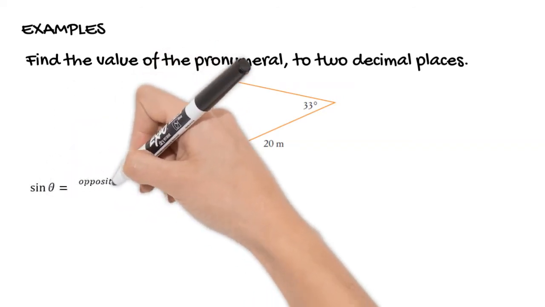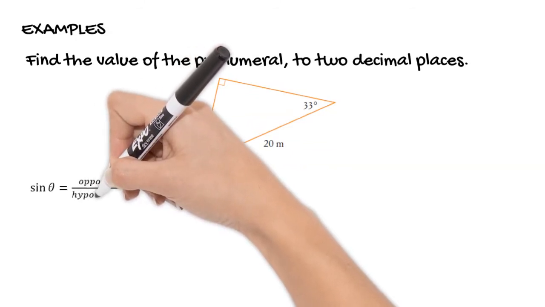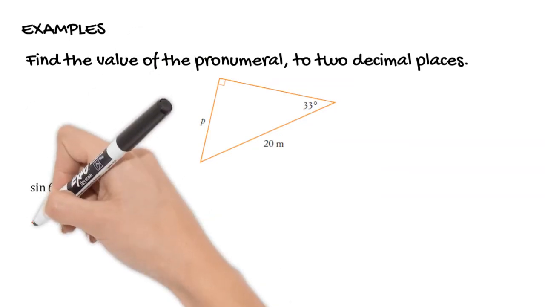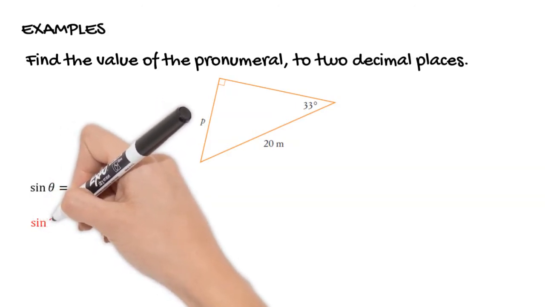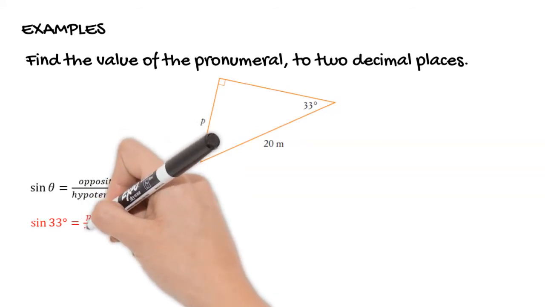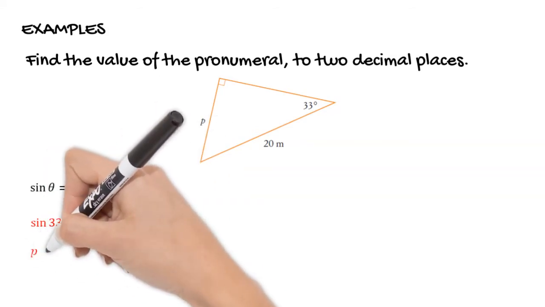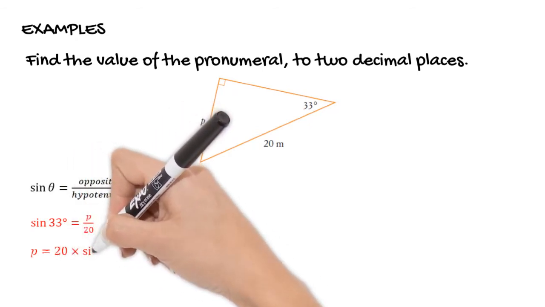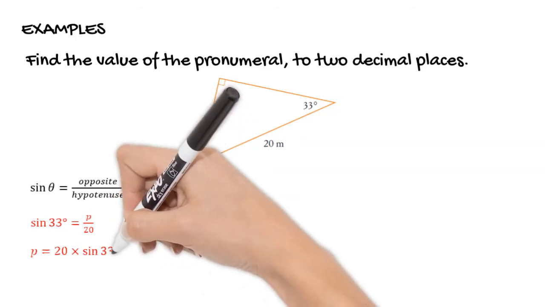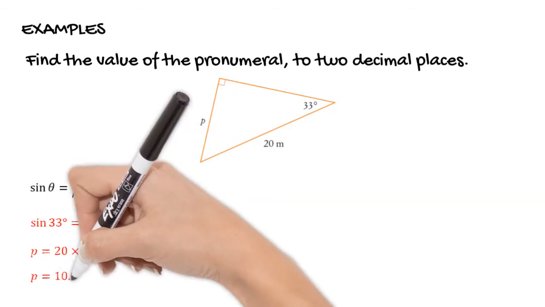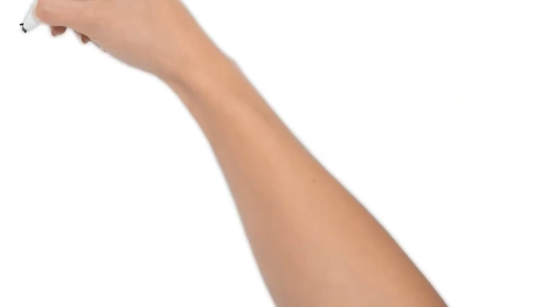So we need to write it out. Sine of our marked angle, which is 33 degrees, is equal to P, which is opposite, over 20, which of course is our hypotenuse. Now that we've got it written out quite nicely, it's simply a point of using our algebra skills to solve that. So you've got P over 20 is equal to sine 33. You want P on its own, so you need to multiply the denominator throughout. So you're going to end up with 20 times sine 33, which when we pop that in our calculator, gives us 10.89 to 2 decimal places.